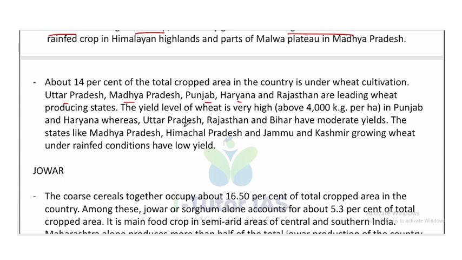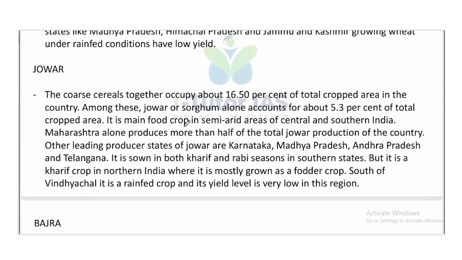Now next one is jowar. The coarse cereals together occupy about 16.50% of the total cropped area in the country. Among these, jowar or sorghum alone accounts for about 5.3% of total cropped area. It is the main food crop in semi-arid areas of central and southern India. Maharashtra alone produces more than half of the total jowar production of the country.